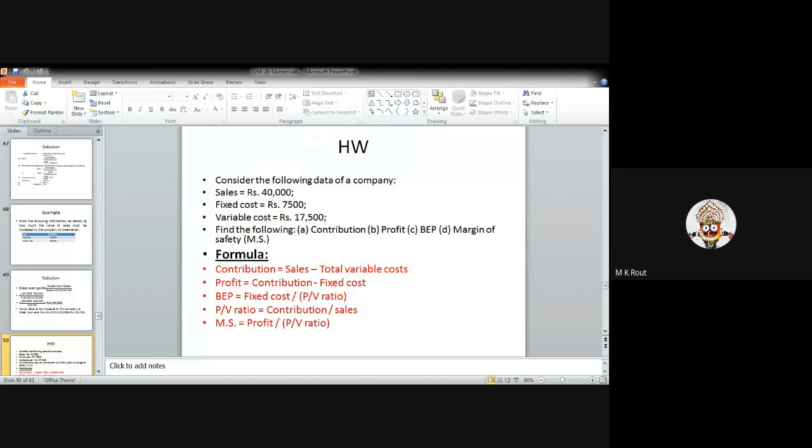Is it finished? Subhasis Swai, what is the value of break-even point? Sudipta Raut, exactly, that is 13,333. Okay, I will show that particular solution slide.